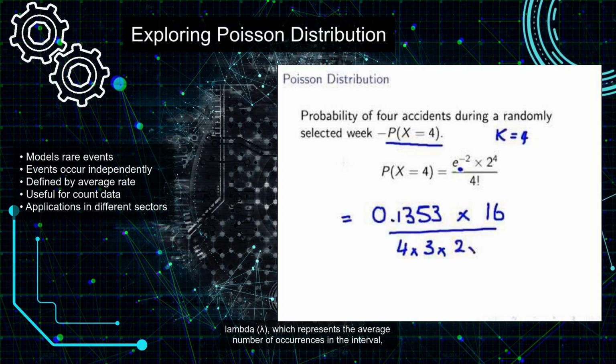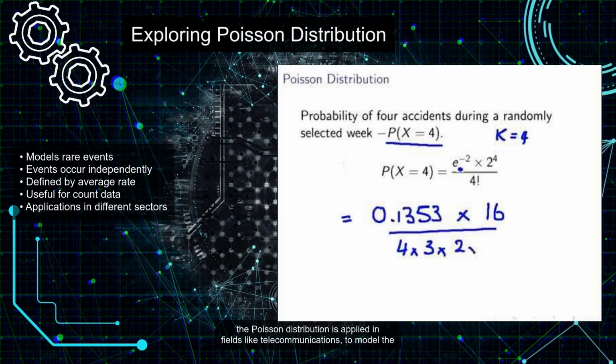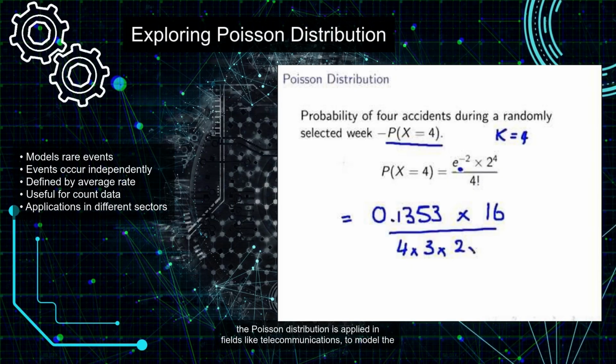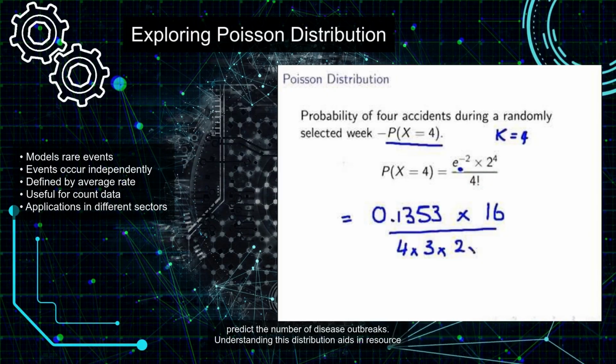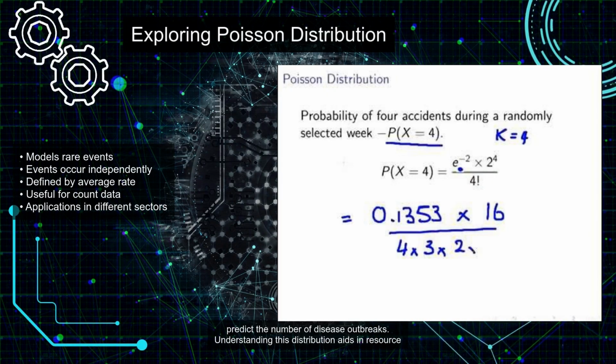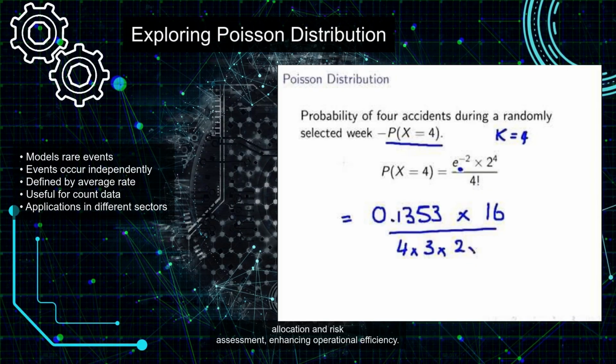Defined by the parameter lambda, which represents the average number of occurrences in the interval, the Poisson distribution is applied in fields like telecommunications, to model the number of incoming calls at a call center, or in epidemiology, to predict the number of disease outbreaks. Understanding this distribution aids in resource allocation and risk assessment, enhancing operational efficiency.